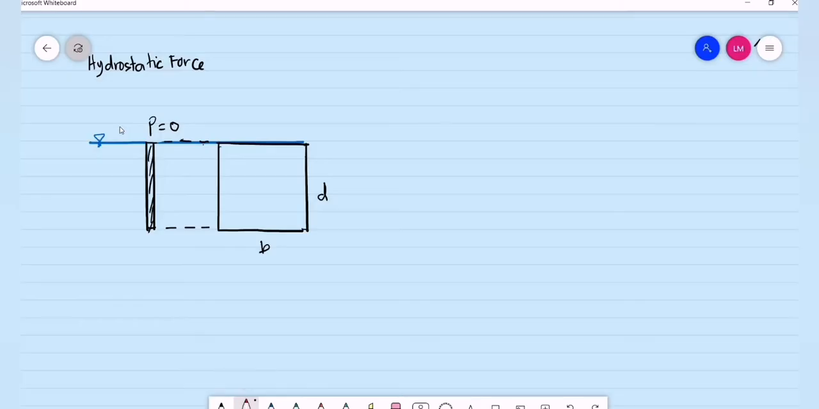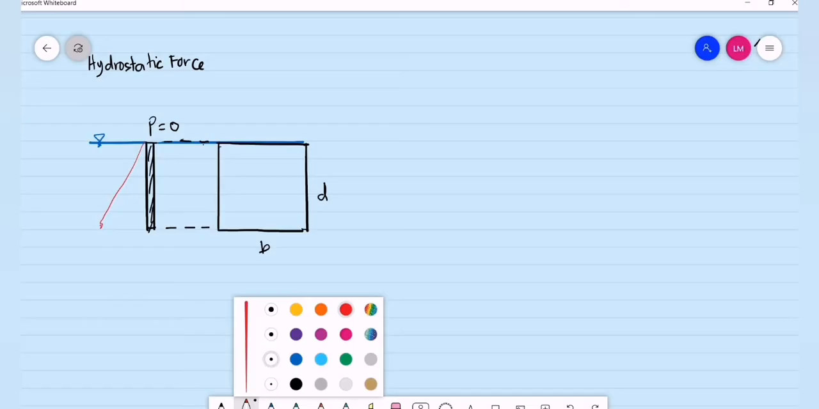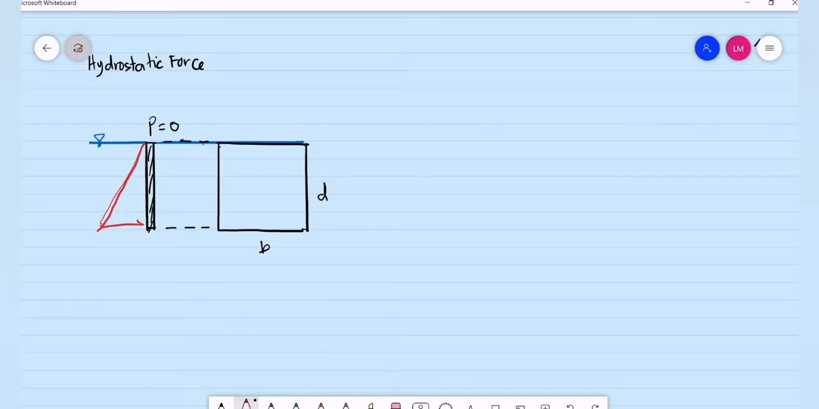We know from the concept of pressure that as the depth increases, the pressure increases. So this is the pressure diagram acting on the surface. What will be the magnitude of the pressure at this point? That is equal to gamma h, the unit weight times the depth of the rectangular section. So how do we compute the magnitude of the hydrostatic force? Hydrostatic force is basically equal to the volume of the pressure prism.